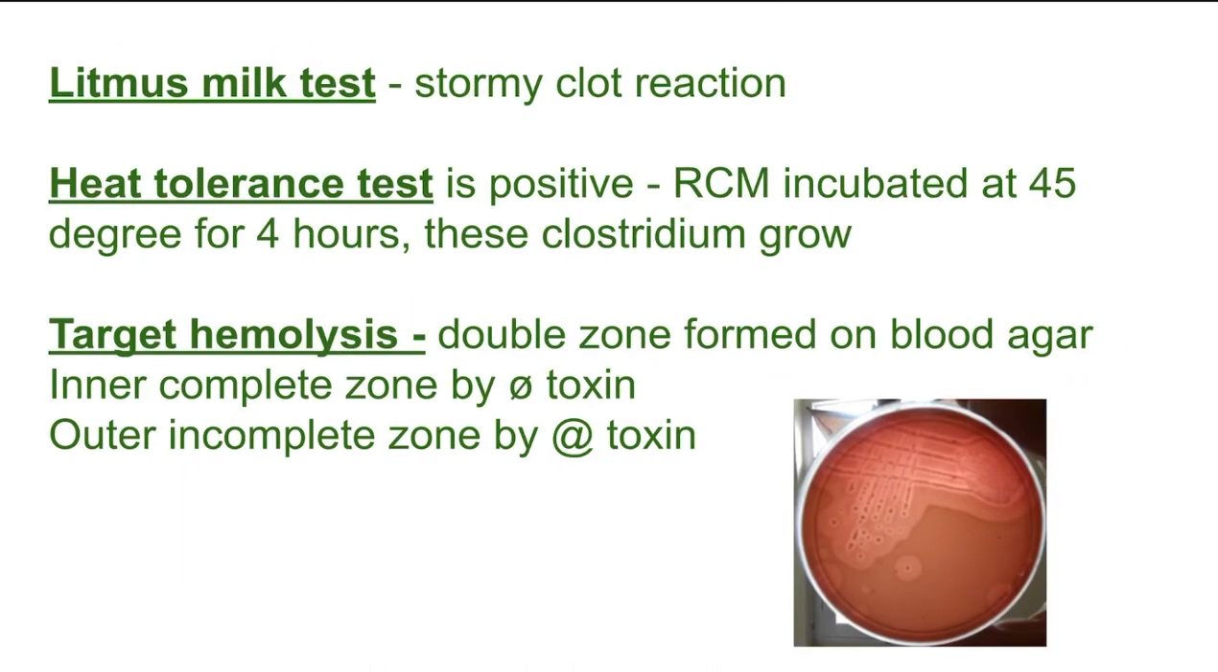The litmus milk test is another identification method. In this you can see the stormy clot reaction. The heat tolerance test is positive. In Robertson cooked meat media, you can incubate the species at 45 degrees for 4 hours and still they grow. Target hemolysis: there will be double zone formation on the blood agar. The inner complete zone is formed by the theta toxin, and the outer incomplete zone is formed by the alpha toxin.